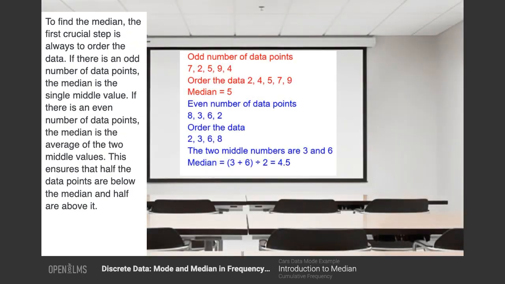To find the median, the first crucial step is always to order the data. If there is an odd number of data points, the median is the single middle value. If there is an even number of data points, the median is the average of the 2 middle values. This ensures that half the data points are below the median and half are above it.